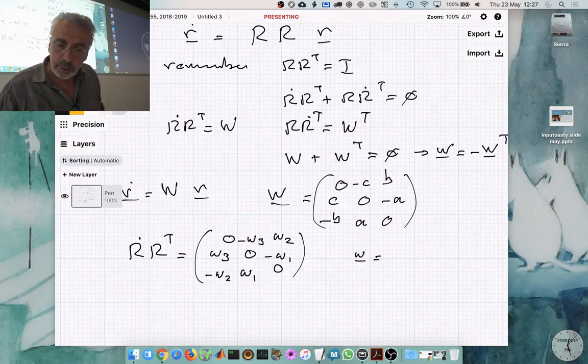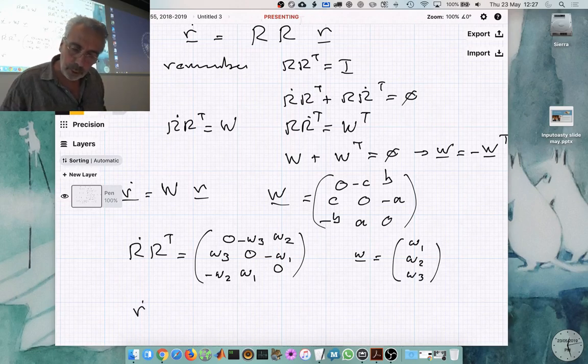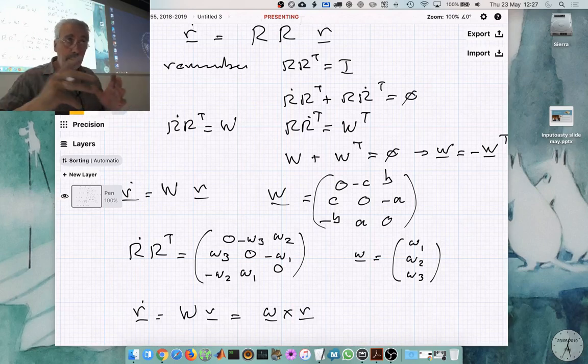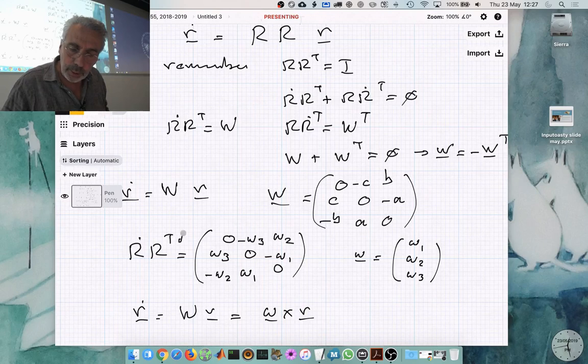Then with these 3 components, I can write in a vector form. I can write R dot is W times R. I can write as omega cross R. So now we see that, oh, this is the one we know from our kinematics, that if we have a rotational thing going on, and the thing is not becoming larger or smaller, then the speed is this angular speed cross product with this R. So you could say this is the definition of angular speed. Is R dot R transpose.